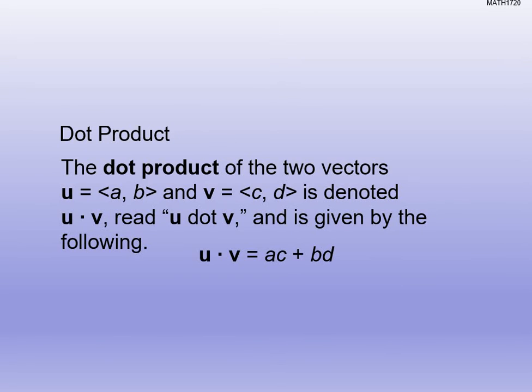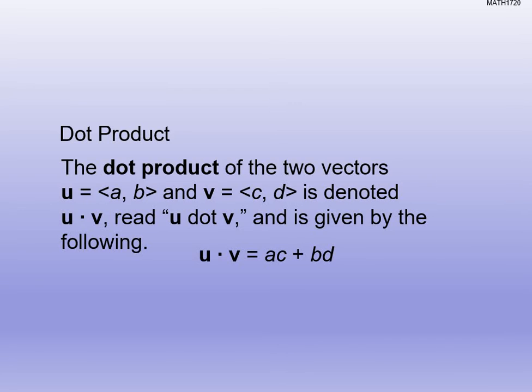Next, we get on to the dot product. The dot product is how we multiply vectors. It's called dot. Do not say multiply, you are dot producting. Product is the multiplication piece. We have u, which is (a, b), and v, which is (c, d). When we write this, we say u dot v. It's called the dot product.